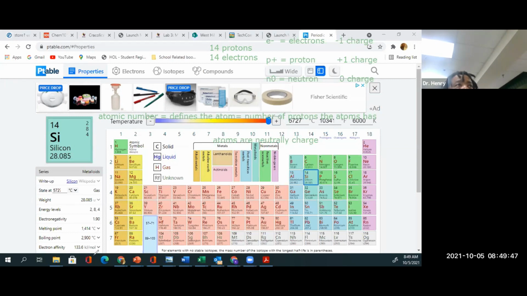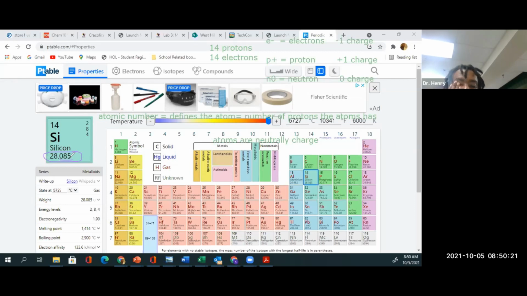Okay, this here is called the atomic mass. So this is the mass of the atom, and often we can also call it the atomic weight. So the atomic mass is going to be made up of the number of protons plus the number of neutrons. Now, if we look at this value here, this is a decimal value, right? 0.085.